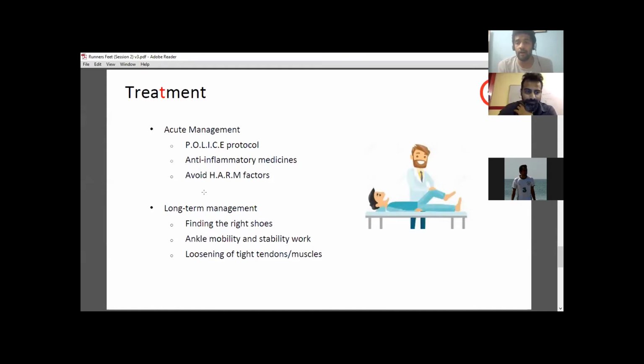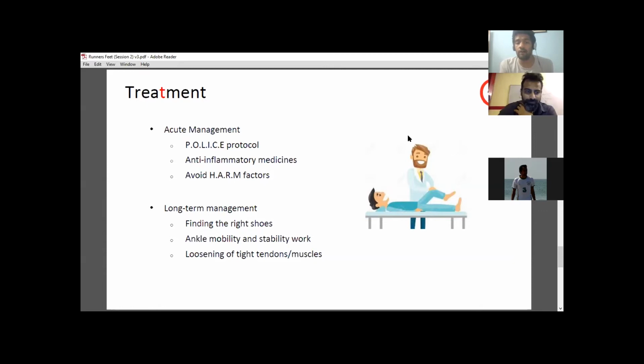Then a lot of ankle mobility and stability work. This is very, very important because, as we saw earlier in the injury mechanism, because of your reduced shock absorber capacity, your mobility is reduced. So you need to work a lot on mobility and stability, which will all be covered in the strength and conditioning session.